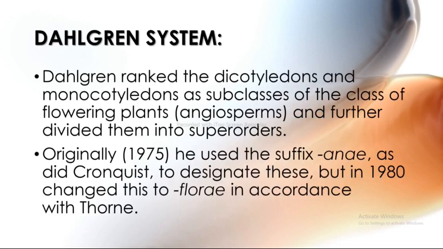Dahlgren ranked the Dicotyledons and Monocotyledons as subclasses of the class of flowering plants, Angiosperms, and further divided them into superorders. Originally in 1975, he used the suffix "-anae", as did Cronquist, to designate these, but in 1980 he changed this to "-florae" in accordance with Thorne.